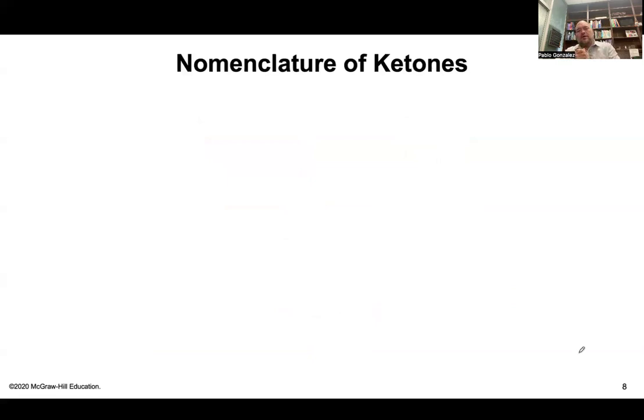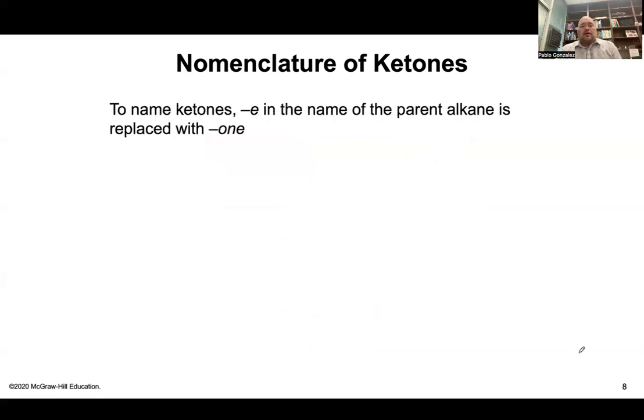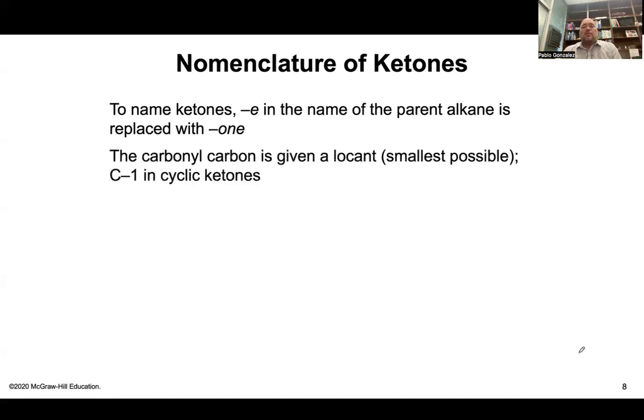So let's talk a little bit about the nomenclature of the ketones. To name ketones, we're going to basically replace the E of the alkane with O-N-E, one. It's going to be the ending of the ketones. The carbonyl carbon is given the smallest possible locant, and in a cyclic ketone, the carbonyl is going to be carbon number 1.